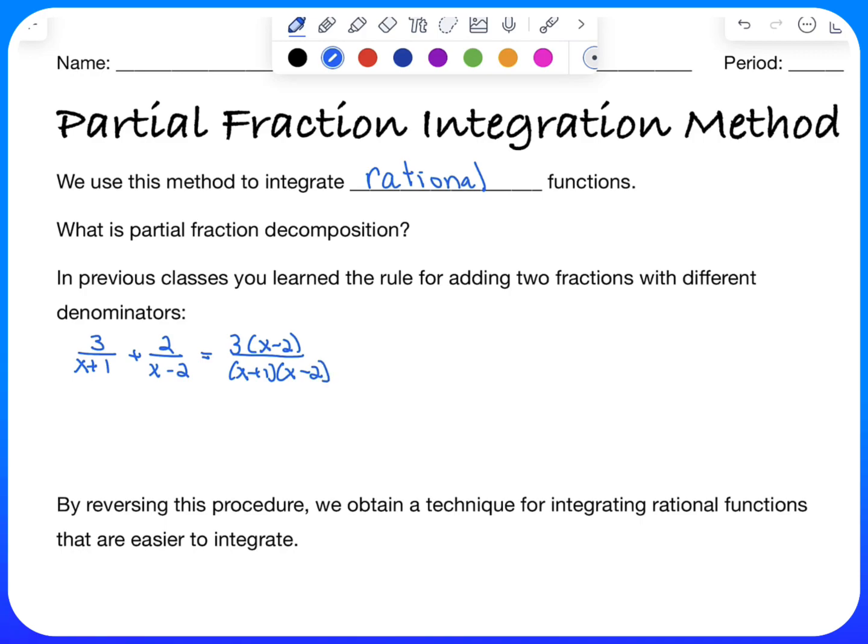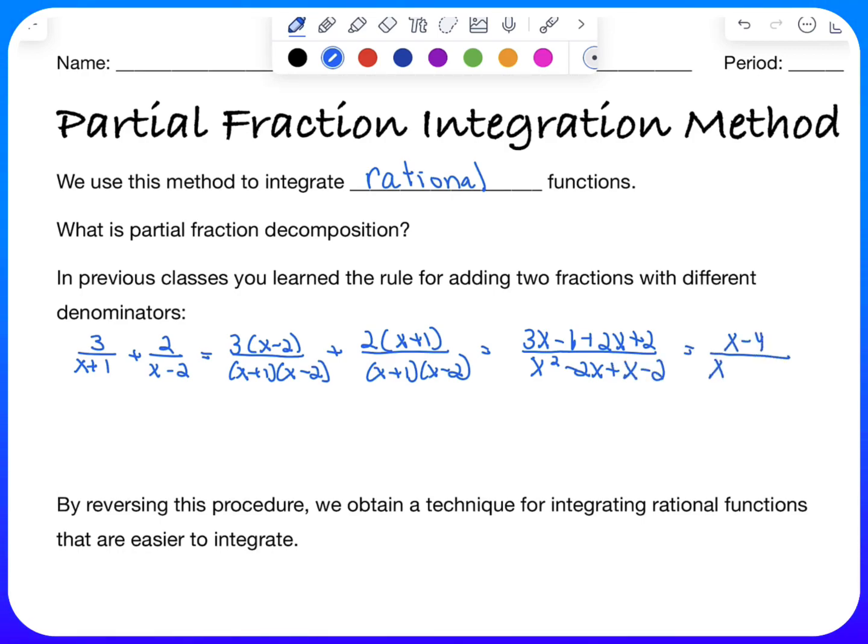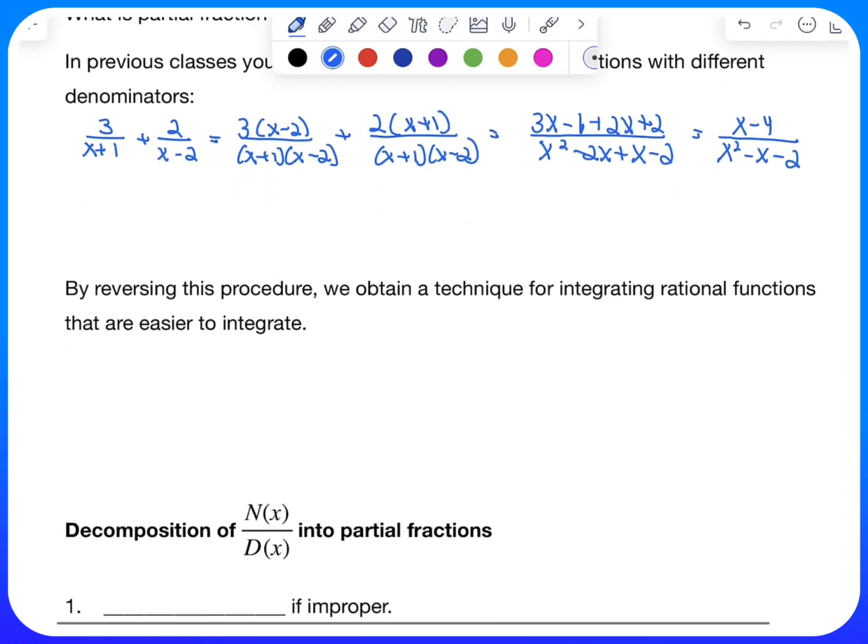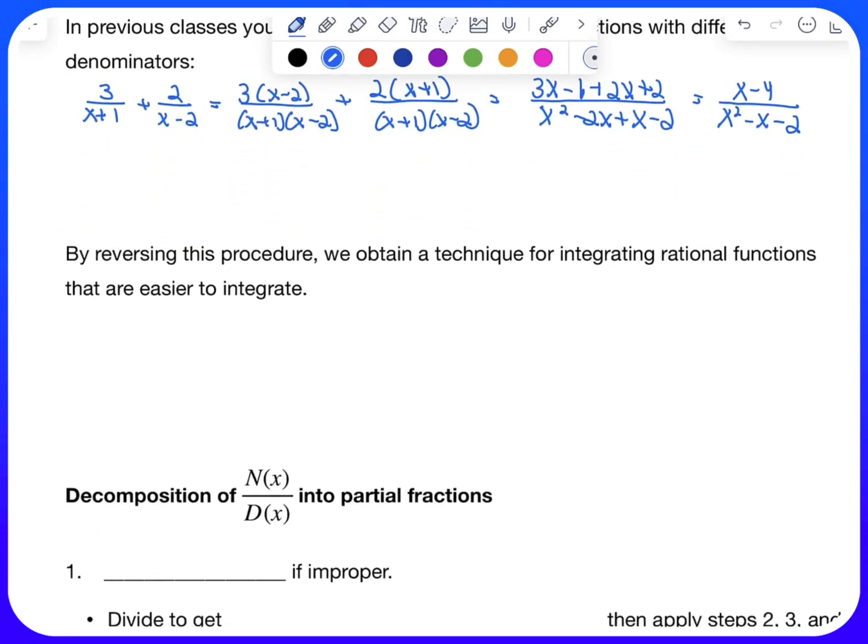So here is, remember when we add two functions together, we had to get a common denominator. And then we're able to add them together. So that we would end up with x minus 4 over x squared minus x minus 2. Now what we're going to do is take that answer, x minus 4 divided by x squared minus x minus 2, and break it up into the original two fractions. That's called partial fraction decomposition.